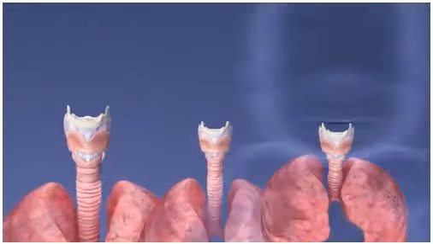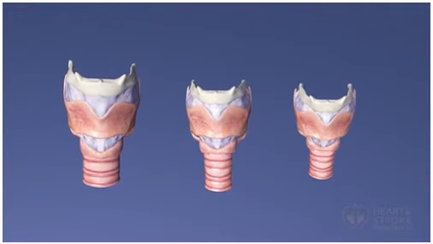First, let's review the unique attributes of a child's airway. These illustrations of an adult, child, and infant show that the airways of children and infants are considerably smaller and shorter than those of adults.